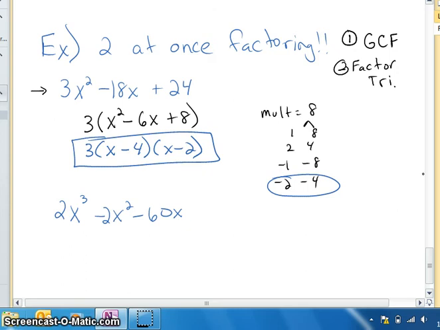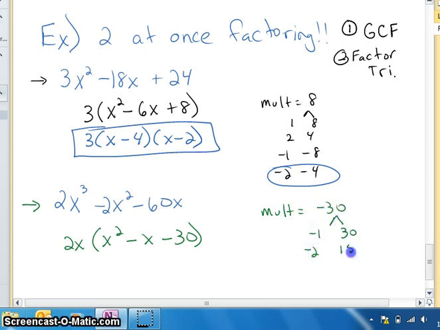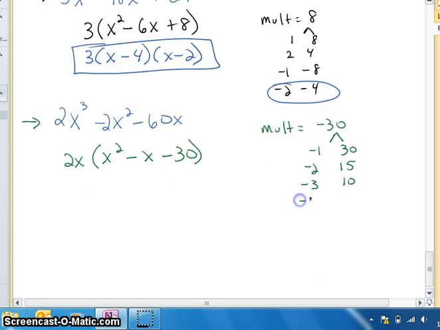What about this problem? Is there a greatest common factor? Yeah, it's 2x. What's left? X squared minus x minus 30. So what things multiply to give me negative 30? Negative 1, 30, negative 2, 15, negative 3, 10, negative 5, 6. And I can do the reverse as well. 1, negative 30, 2, negative 15, 3, negative 10, 5, negative 6. Eventually, you'll be able to guess these pretty well.